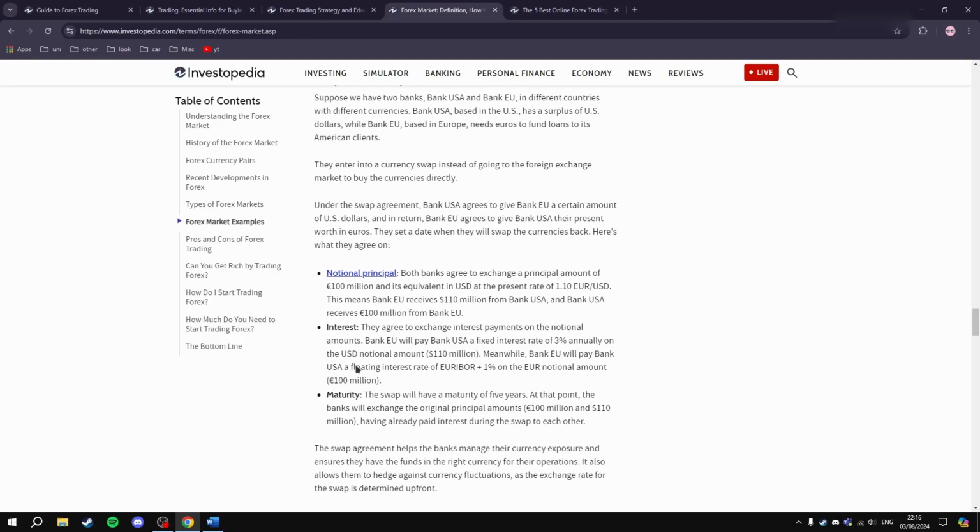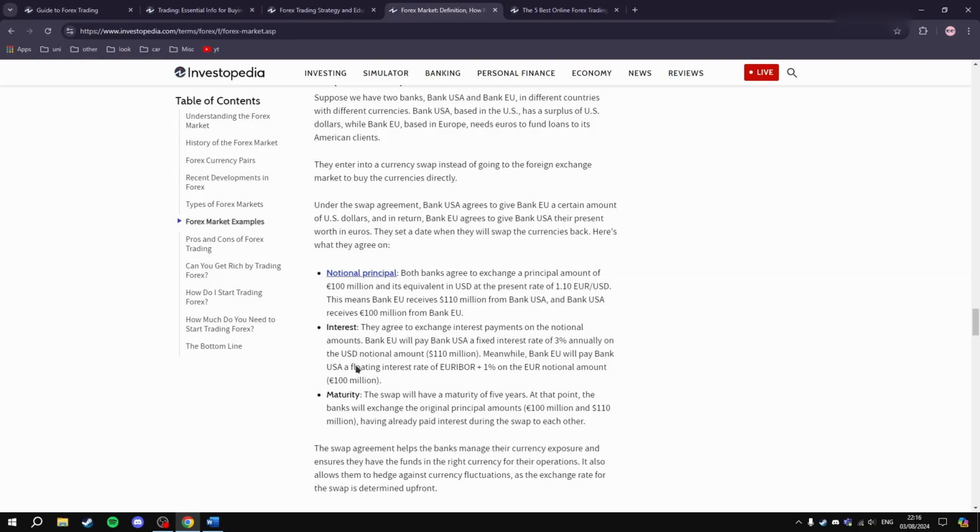Swap forex example. Suppose we have two banks, Bank USA and Bank EU, in different countries with different currencies. Bank USA, based in the US, has a surplus of USD, while Bank EU, based in Europe, needs euros to fund loans to its American clients. So they use a currency swap instead of going to the foreign exchange market to buy the currencies directly.